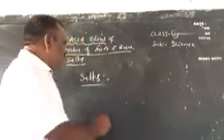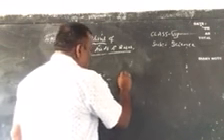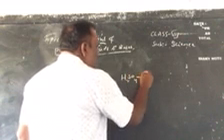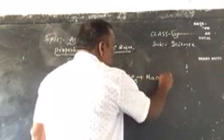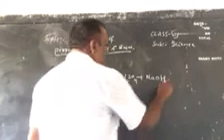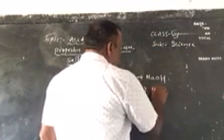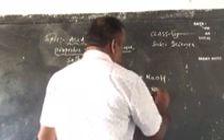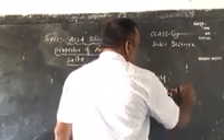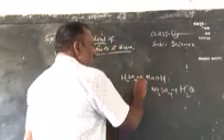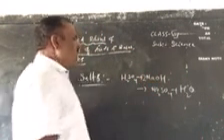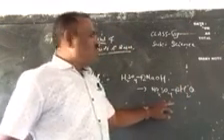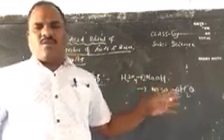A simple example: H2SO4 plus NaOH gives Na2SO4 plus 2 H2O. So sodium sulfate is also a salt.